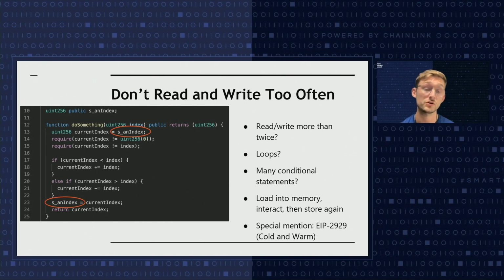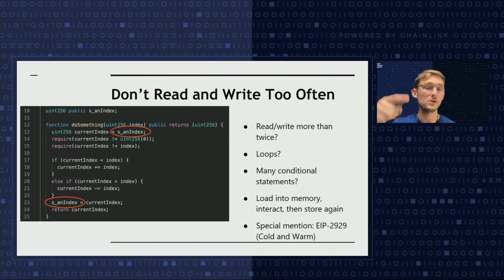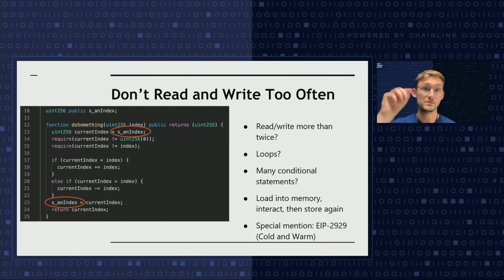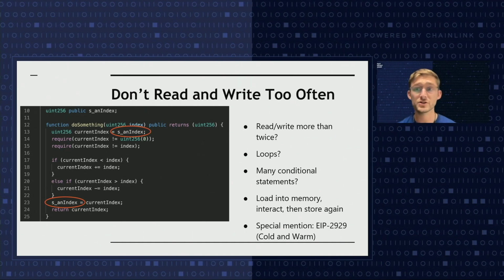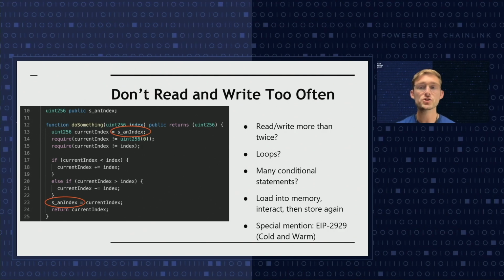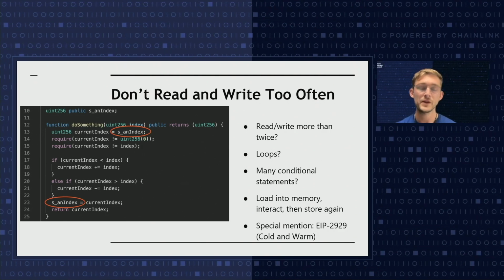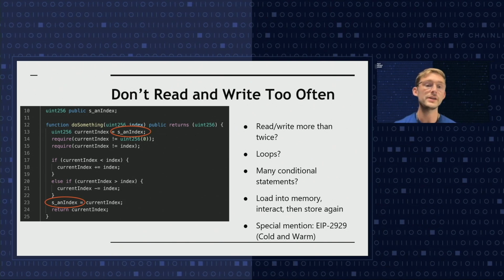Maybe they use storage variables in loops, because every time that loop goes around, it's reading from that storage variable again. Or any functions that have many conditionals with storage variables in there. Just try it out and see if the overall gas cost is cheaper if you load it into a local variable in memory first.